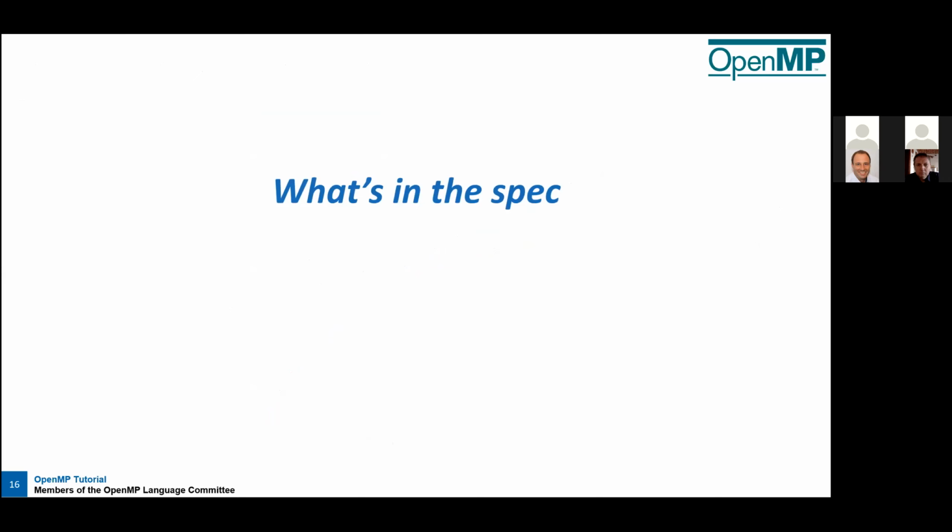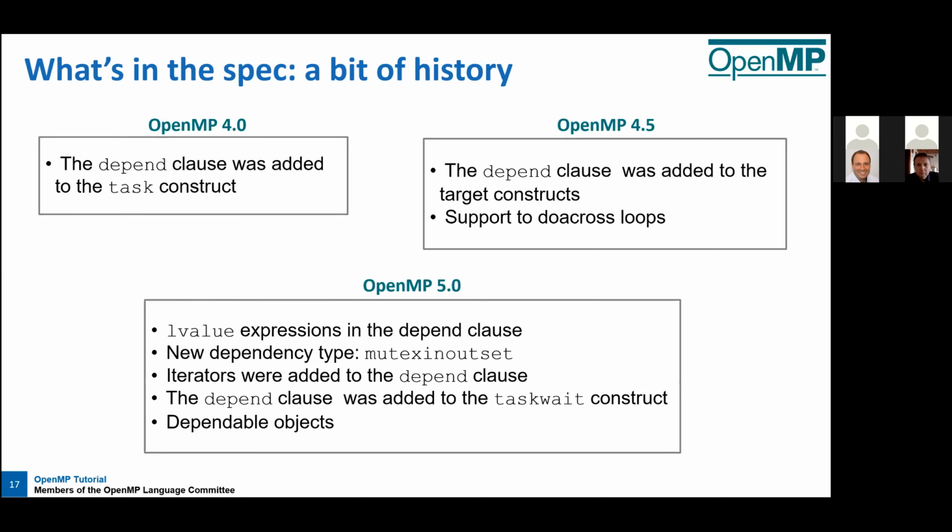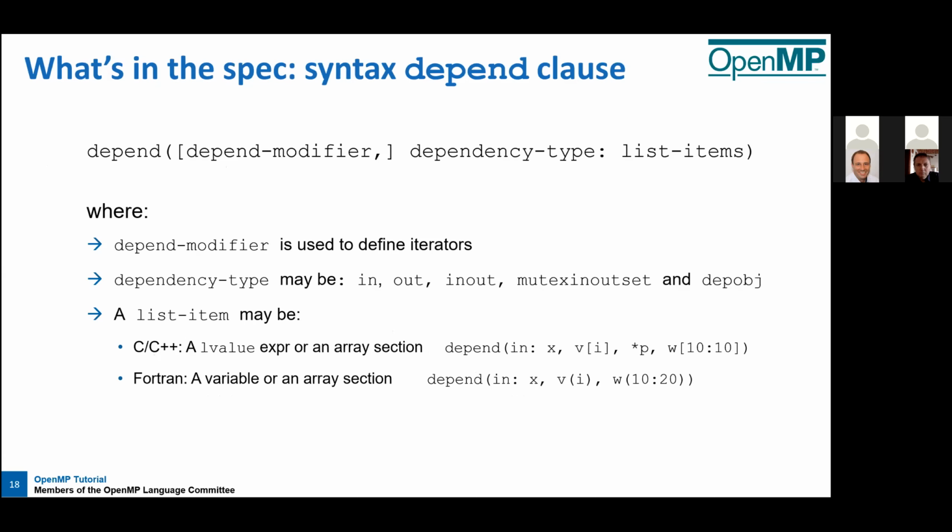All right, so what's in the spec? There's the depend clause to the task construct. In OpenMP 4.5, we also did the depend clause to the target construct. This is a forward-looking reference to the GPU part of this webinar series. And then in OpenMP 5, we did a bunch of additional modifications that are more technicalities, but we also provide a new mechanism so that you have additional ways to express the data dependencies and how the tasks should be constrained in their execution.